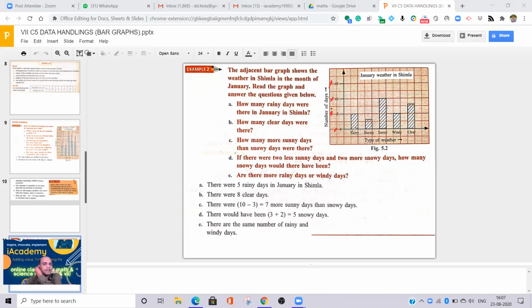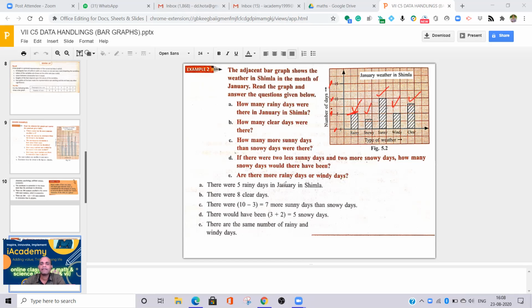Now, how many days are raining? This is rainy days. This is sunny days. This is again sunny days. This is windy days, and this is clear weather, right? Okay, you see how you can answer the questions? Very, very easy, and you will just love it. How many rainy days were there in January in Simla? Look, how many rain? 5. So we can easily say 5 days.